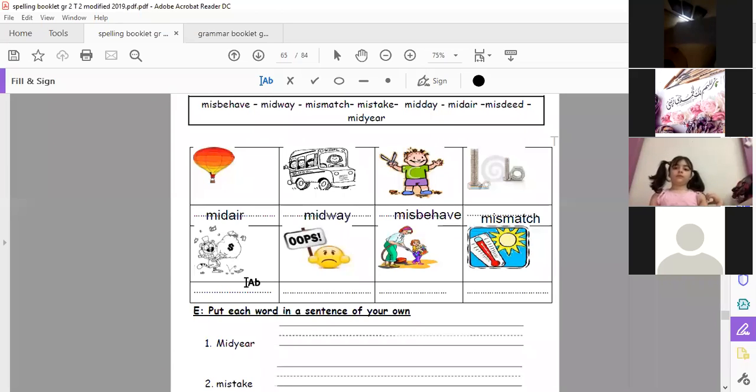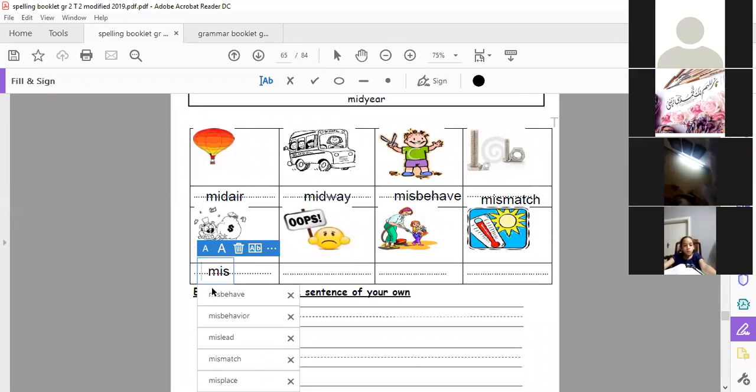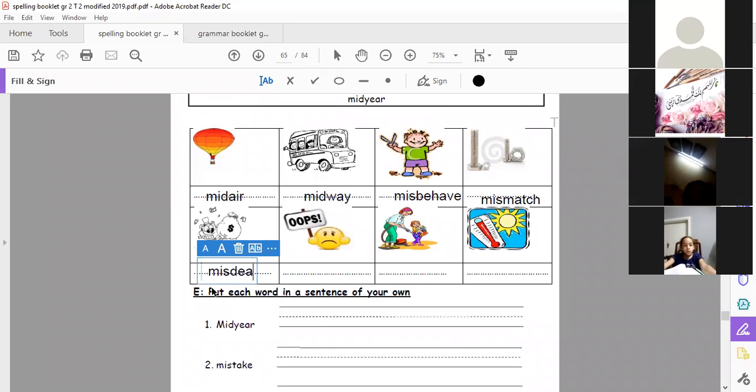What is this picture? Who can tell me what this picture is for? Teacher, I know. Okay, Bara'a, what is this picture? Misdeed. And what again? Spell it, Bara'a. M-I-S-D-E-E-D. It has a mistake here. It's D-E-E-D. Misdeed.